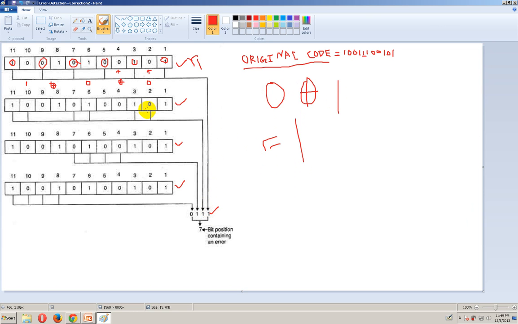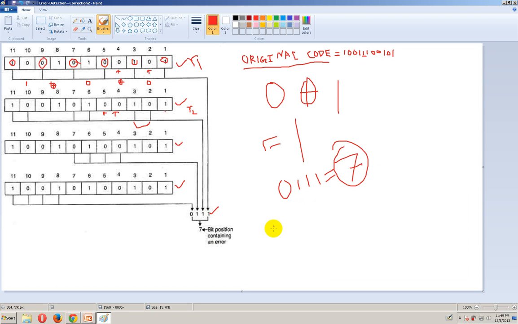Similarly for R2: check 2 bits, then skip 2 bits. Same as before, we get the similar concept. Then we get 1, then 1, then 0. So in binary we know that 0 1 1 equals 7, right? So the position is 7.